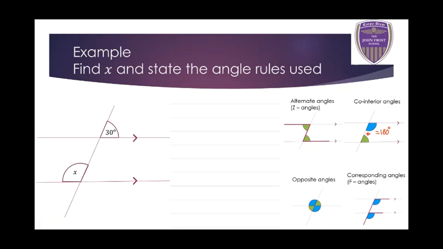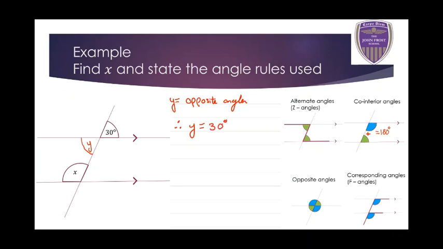Okay, so we're going to try and find this angle. I'm going to call it angle y. Again we can see the angle y is opposite angle 30 around the same point. So for y we're going to use opposite angles. Therefore y equals 30 degrees.